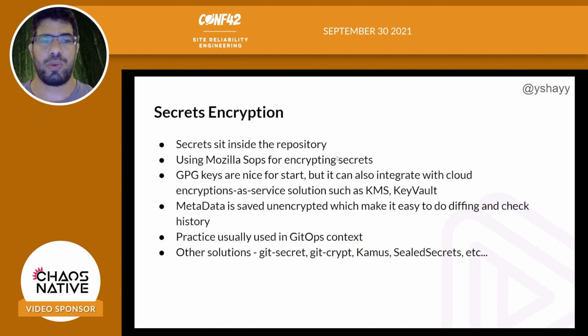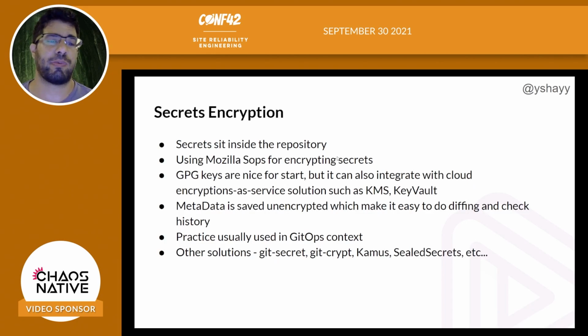We saw how we use SOPS for encrypting secrets. Actually, this practice is common when dealing with GitOps, when doing deployment to production, and we want the production configuration files to be source controlled. There are other solutions, git-secret, git-crypt, some others. The good thing about SOPS, however, is that it's really flexible. So I showed an example with GPG keys, which is nice to start, but it can be difficult to store these keys safely.